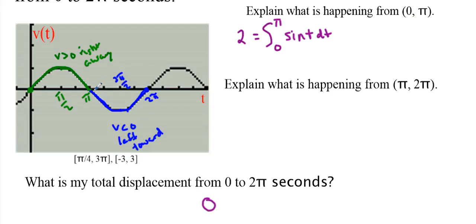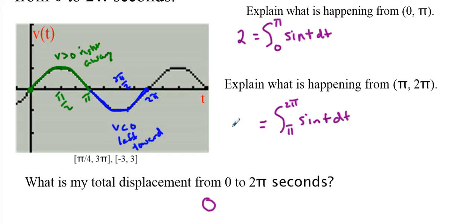Now, the next part is, let's figure out what is happening here. From what we just stated, we're going to the left because our velocity is negative. Thinking about what we have here, if I took the integral from pi to 2 pi, knowing that we find displacement, what can you guess that the displacement would be?